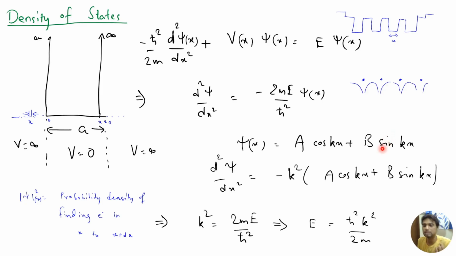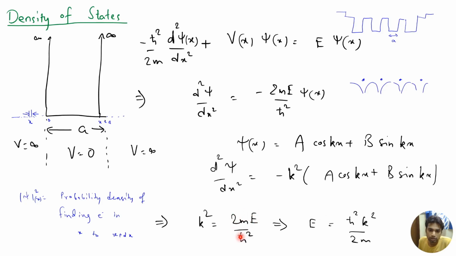So cos and sin are the sinusoidal functions, and a and b are the arbitrary constants, or the constants of integration. Now what we are going to do is take a double derivative of that. Once we take the double derivative, we have minus k square times a cos kx plus b sin kx, and this is nothing but your psi of x. When you compare this with this equation, k square has to be equal to 2mE over h bar square. So k square is nothing but 2mE by h bar square, and then you get what E is.